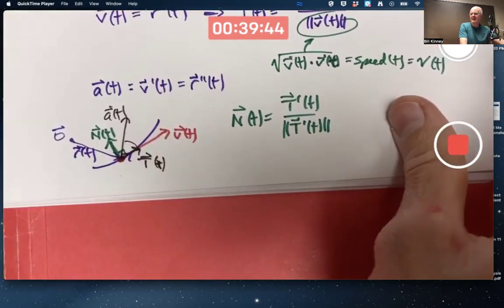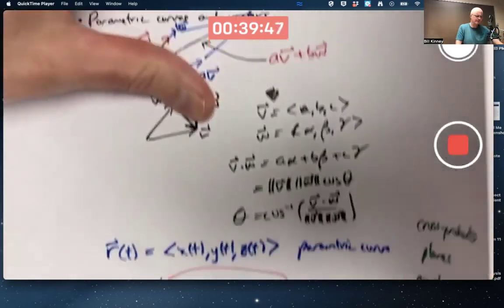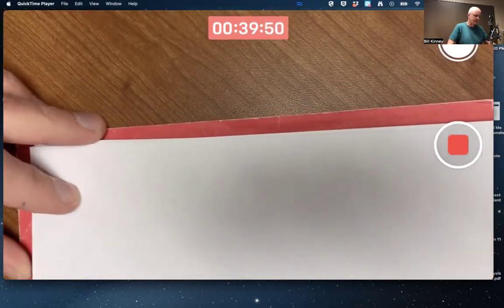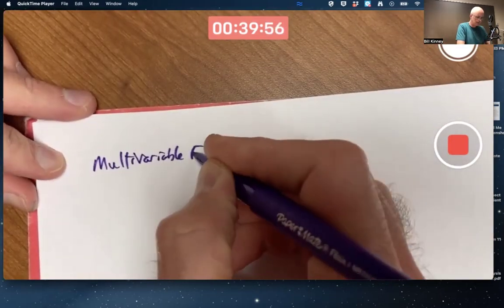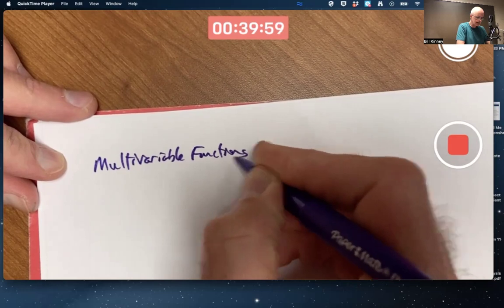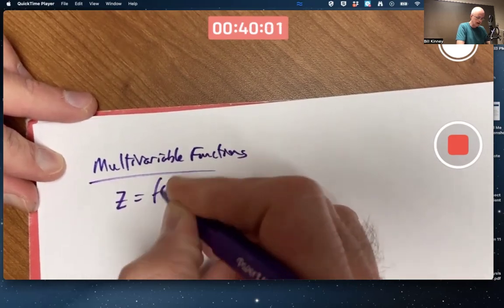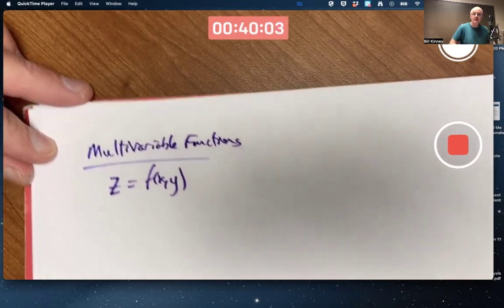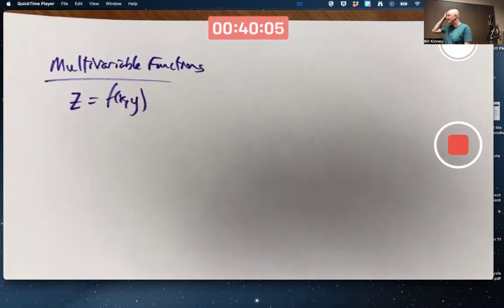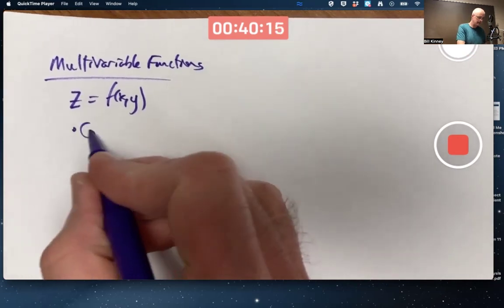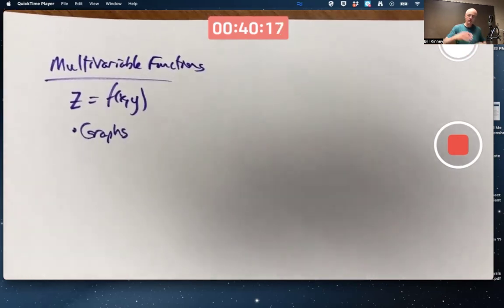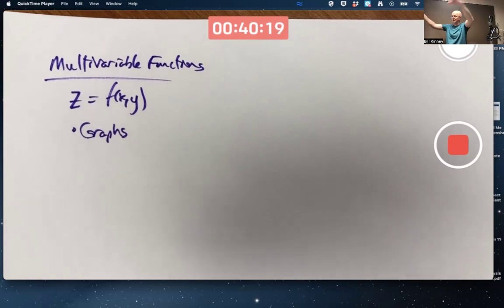After that, we sort of got into what you might call the main part of the course. Multivariable functions. Most commonly, z equals f of x, y, though we could also consider u equals f of x, y, z. We talked about graphs, both surfaces above some domain in three-dimensional space.